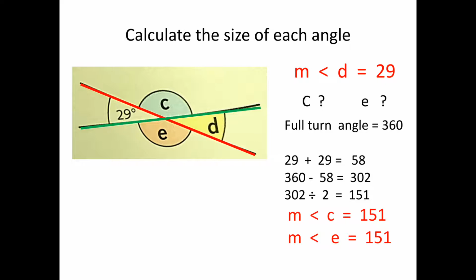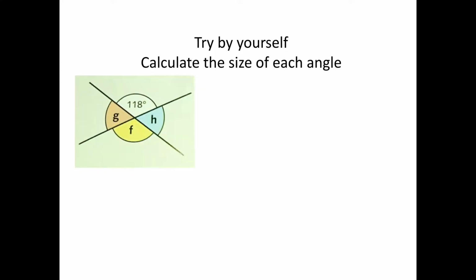I will divide this number by 2 because I want C by itself and E by itself. And they are, of course, equal to each other. When I divide this number by 2, it will give me 151. So the measure of angle C will be equal to 151 degrees, and the measure of angle E also will be equal to 151 degrees. Now try by yourself to solve this example.